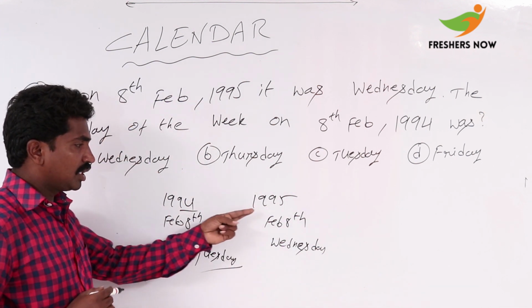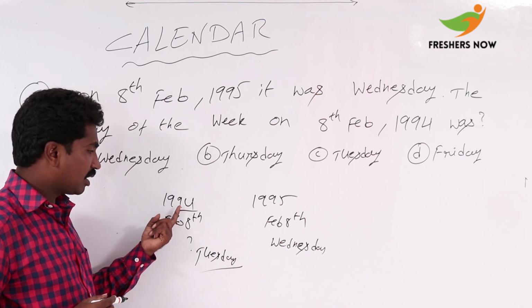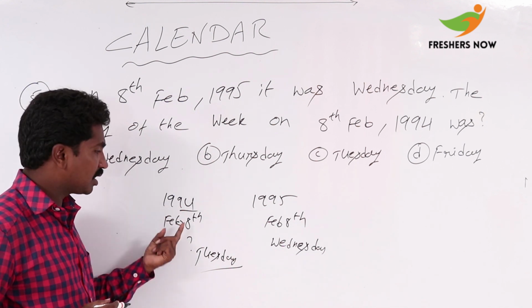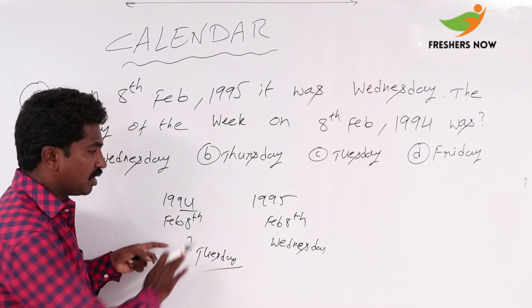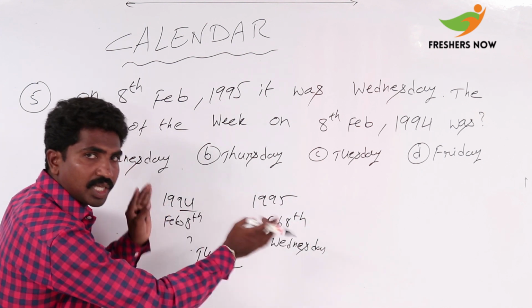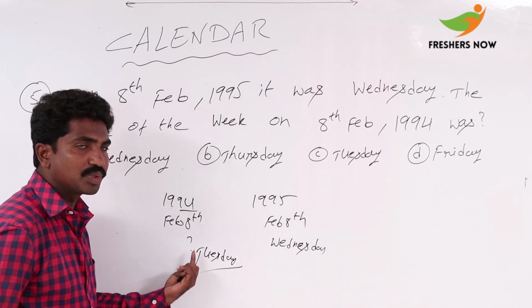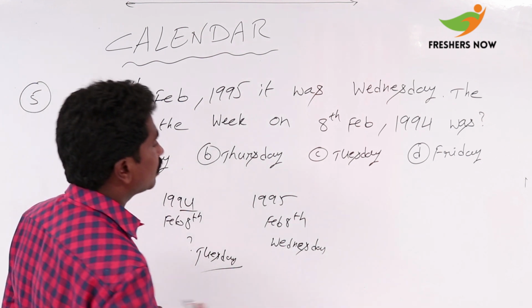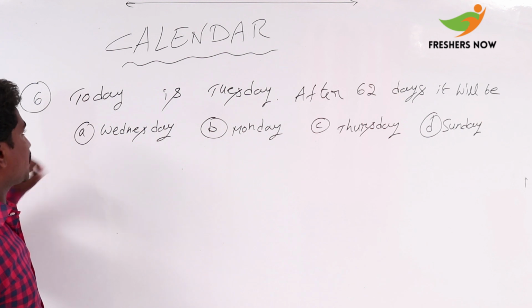Observe here 1994. Is it leap year or non-leap year? 94 is non-leap year. 94 doesn't divide by 4. So this is non-leap year. For non-leap year, 1 day extra. So 1995 Wednesday. So before year here we find 1 day we subtract. So before Tuesday. Here the option C, Tuesday. Now we discuss sixth question.